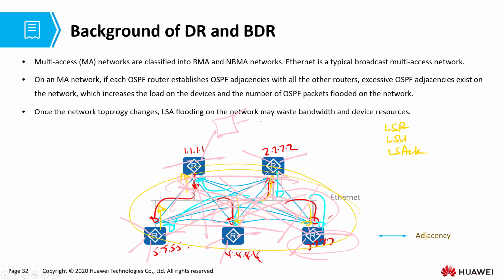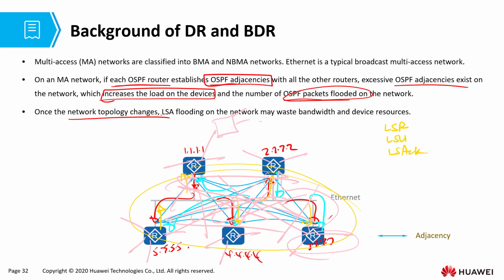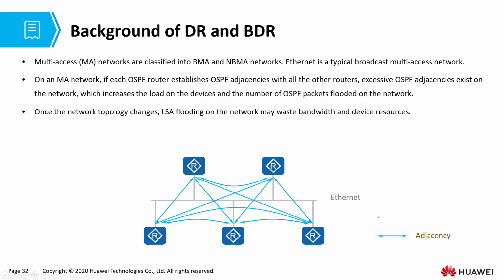That is because we are trying to have each OSPF router establishing an OSPF adjacency with all other routers. Excessive OSPF adjacency will exist on the network, increasing the load on the devices and the number of OSPF packets that are flooded on the network. If a topology changes, as I've mentioned, that flooding on the network may waste bandwidth and device resources.